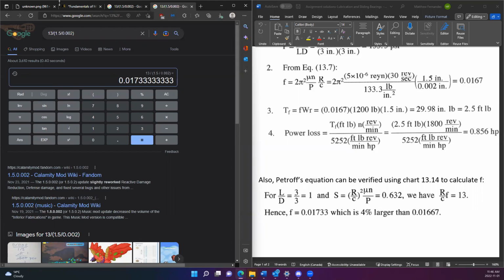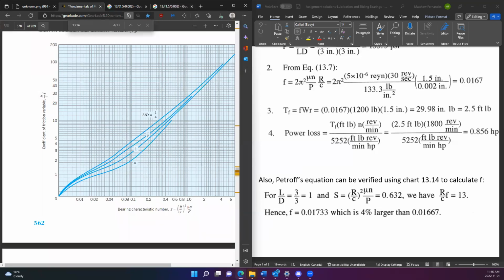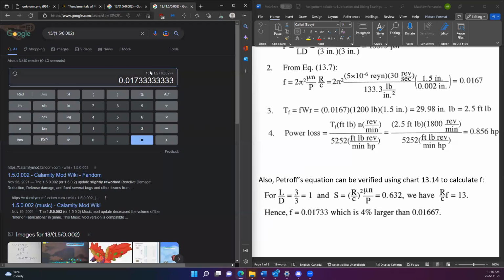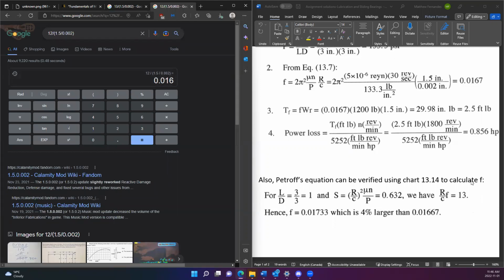But this is more of an estimate because you're using a chart, so any little inaccuracies will make this a bit off. If you use 12, for example, instead of 13, let's see what we get. We get 0.0166. So it really depends on how you read the chart.